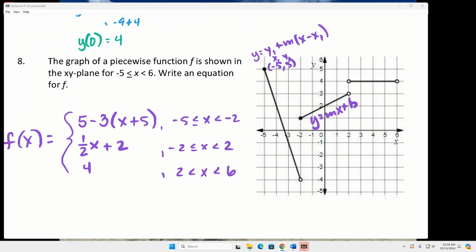Alright, what questions do you guys have about piecewise functions?